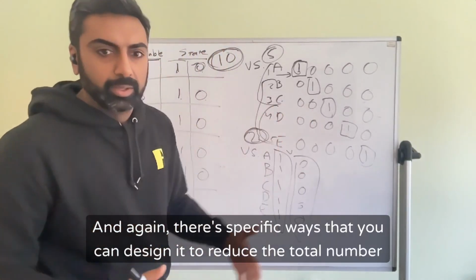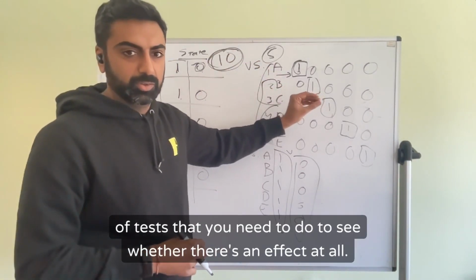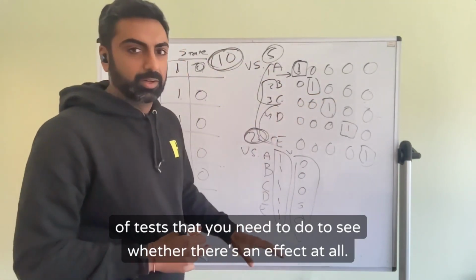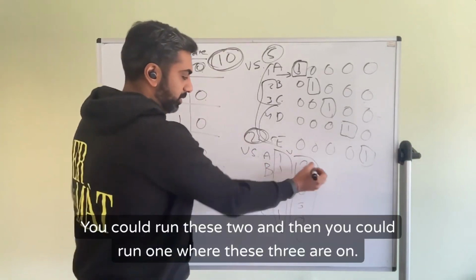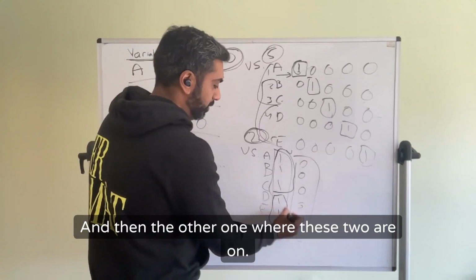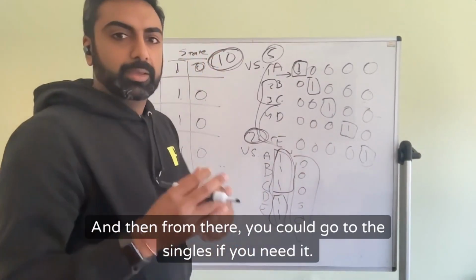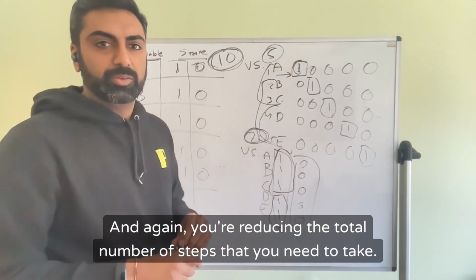And again, there are specific ways that you can design it to reduce the total number of tests that you need to do to see whether there's an effect at all. For example, you could run these 2, and then you could run one where these 3 are on, and then the other one where these 2 are on. And then from there, you could go to the singles if you need it. And again, you're reducing the total number of steps that you need to take.